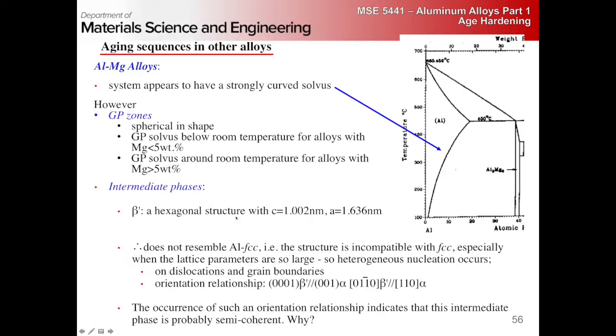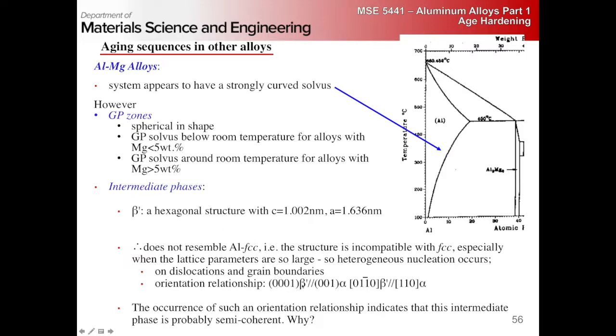Well, we have a beta prime hexagonal structure, right? And beta prime does not resemble the FCC structure of aluminum at all, right? So the structure is incompatible. So we nucleate beta prime heterogeneously, mostly on dislocations and grain boundaries. It's a little more difficult to nucleate on the GP zones. And we have an orientation relationship that looks like this.